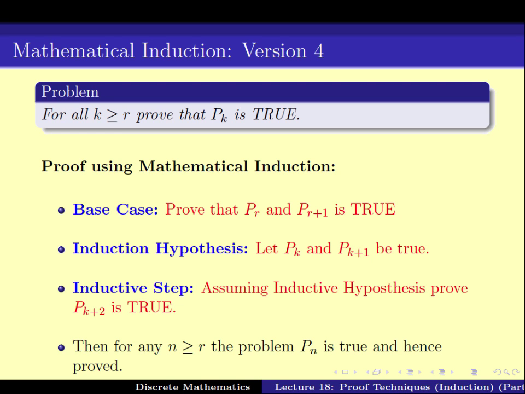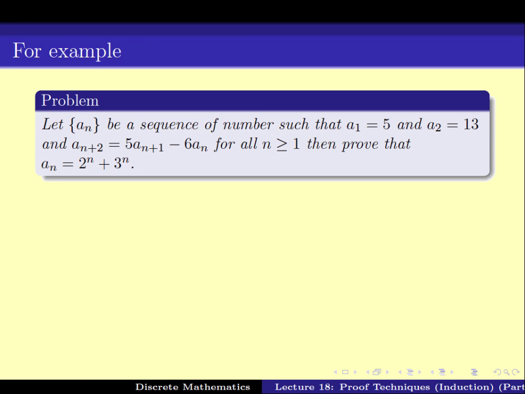Right? So let's see how one can apply this particular version. Let's look at this problem. So a_n is a sequence of numbers such that a_1 is 5, a_2 is 13, and we have been told that for all n greater than or equal to 1, a_(n+2) is equal to 5 times a_(n+1) minus 6 times a_n. Then prove that a_n is equal to 2^n plus 3^n.